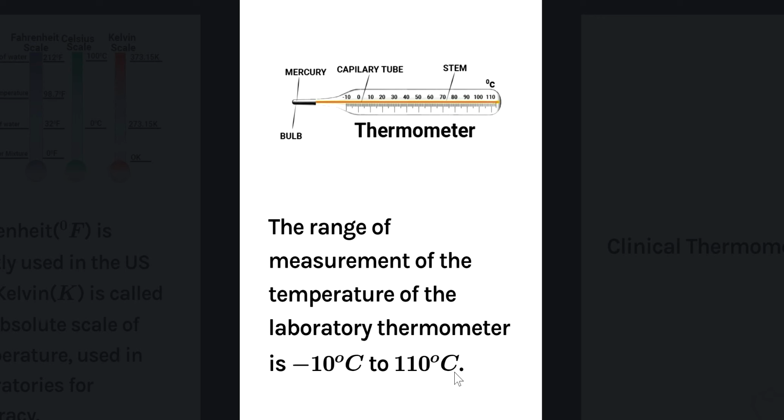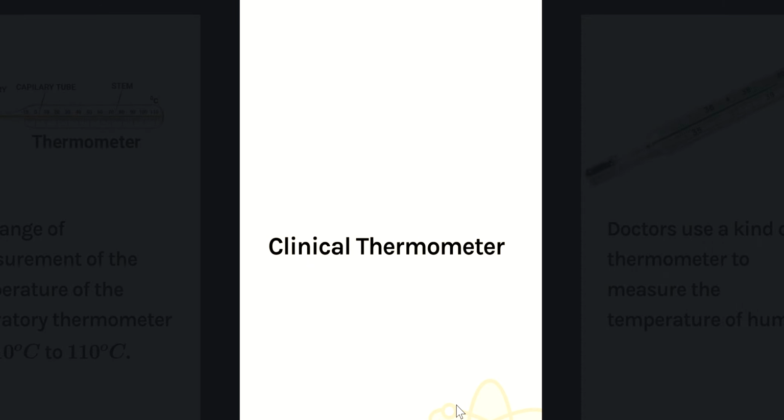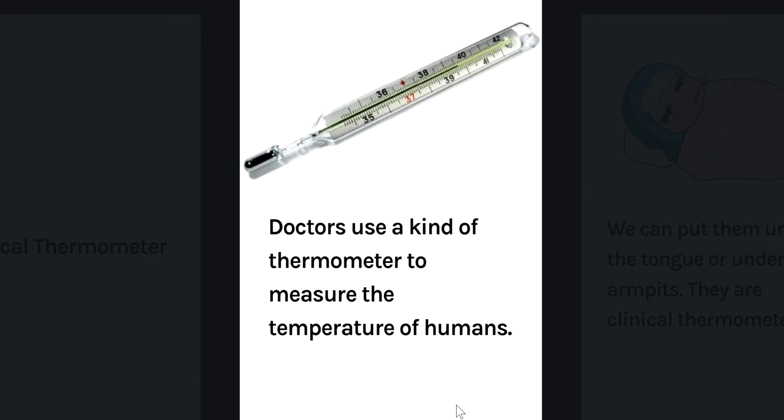Now you will keep on writing these facts as star points. Now we will see the clinical thermometer. So doctors use a kind of thermometer to measure the temperature of humans.